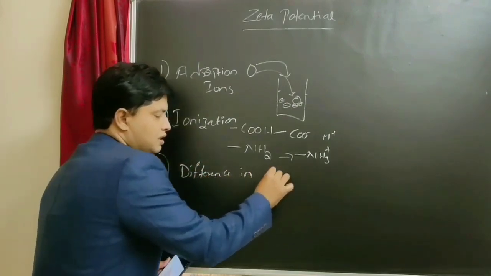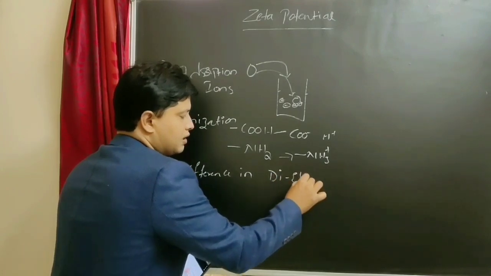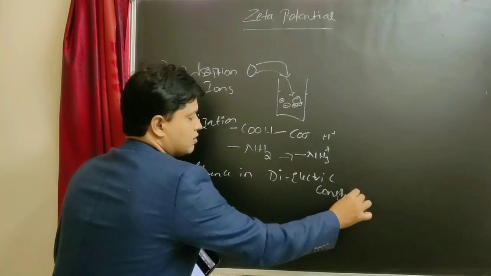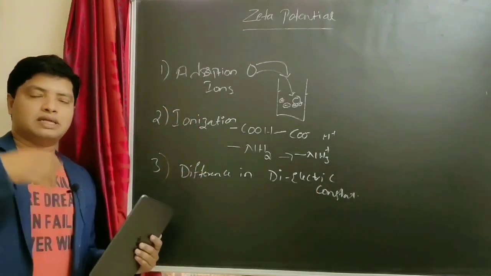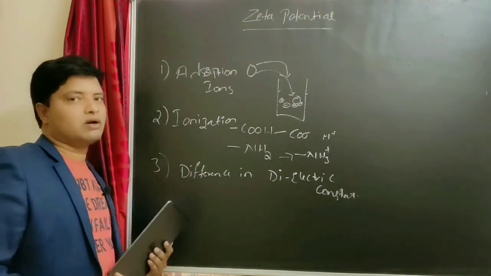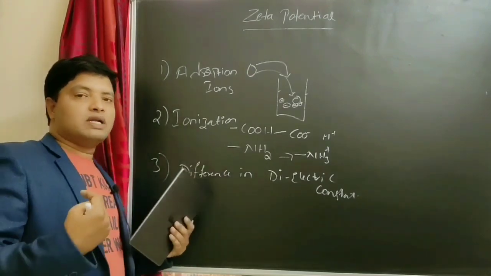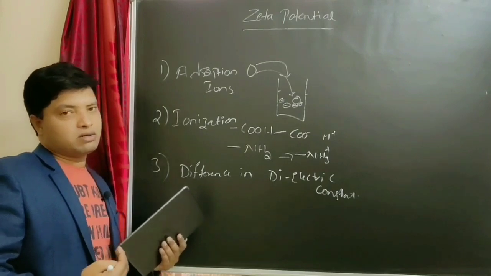Difference in dielectric constant. So now what happens? Let's say our particle is having some dielectric constant and our liquid is having some other dielectric constant. So if there is more difference in the dielectric constant, what happens?